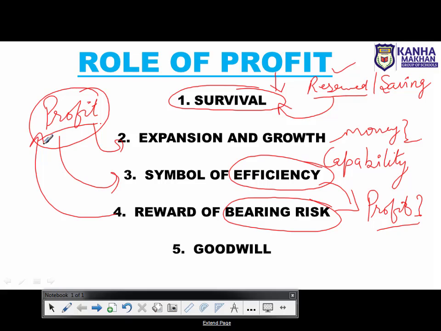And the last one is, yes, goodwill, but natural. If your profit is earning very good, you're earning maximum profit, so obviously it is a symbol of efficiency, and it also reflects the goodwill, positive image of your business in front of your general public.